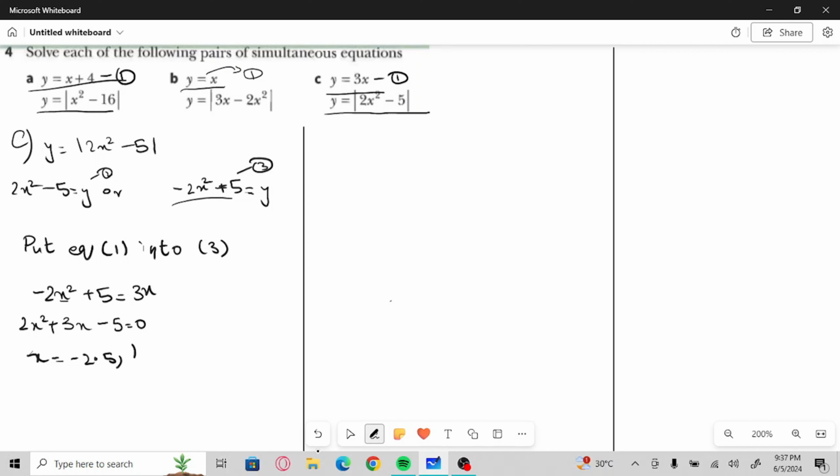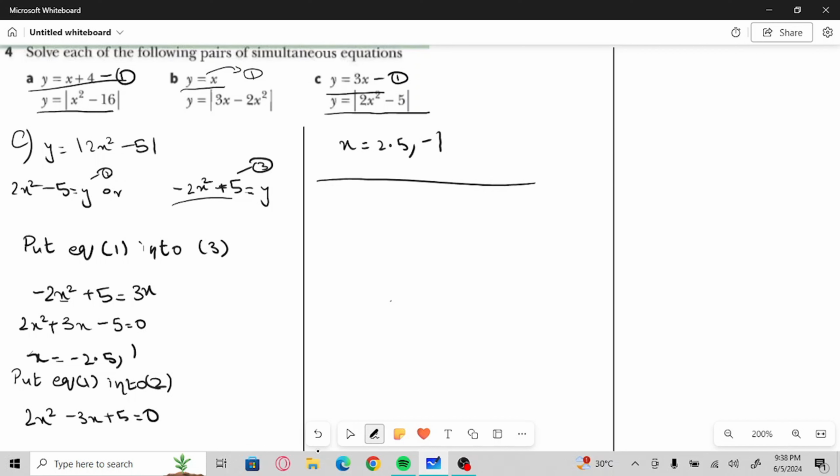And for the second equation, put equation 1 into 2. That will give us 2x squared minus 3x plus 5. I've just done it directly, so that is equal to 0. So simplify this, put this into a calculator directly, and we are going to get x equals 2.5 and negative 1. So 4 values again.